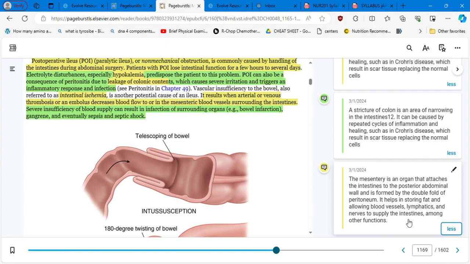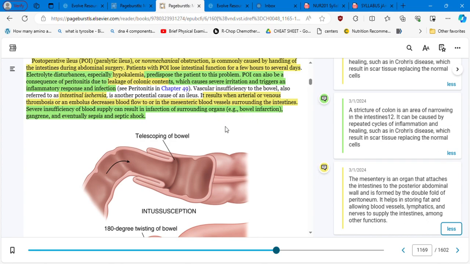Okay, it helps in storing fat. The mesentery helps in storing fat and allowing blood vessels, lymphatics, and nerves to supply the intestines, among other functions. So the posterior abdominal wall has a huge number of blood vessels, lymphatics, and nerves, and these are supplying the intestines.